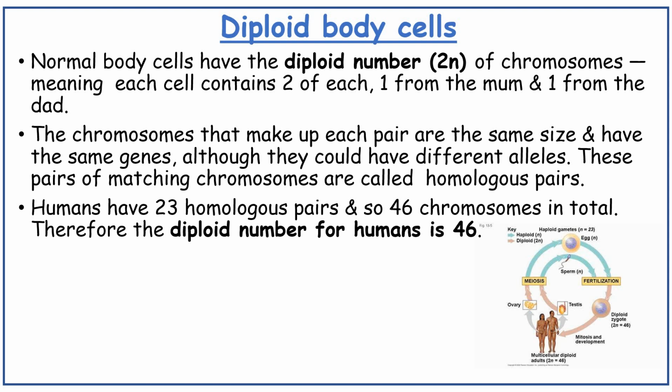The chromosomes that make up each pair are the same size, have the same genes, but they might have different alleles of those genes. And these pairs of matching chromosomes are called homologous pairs. So humans have 23 pairs of chromosomes, so 46 chromosomes in total. So the diploid number for humans is 46.